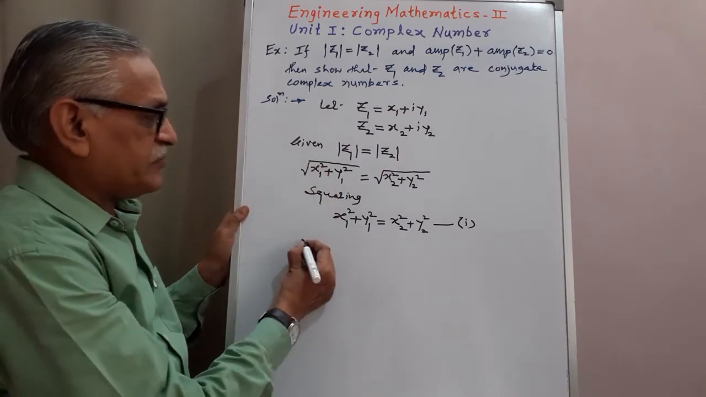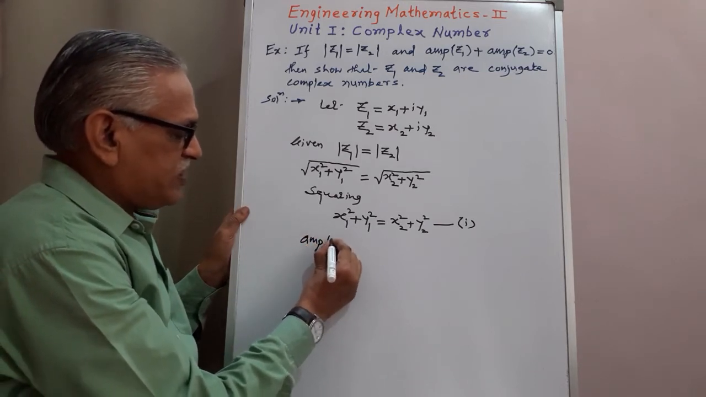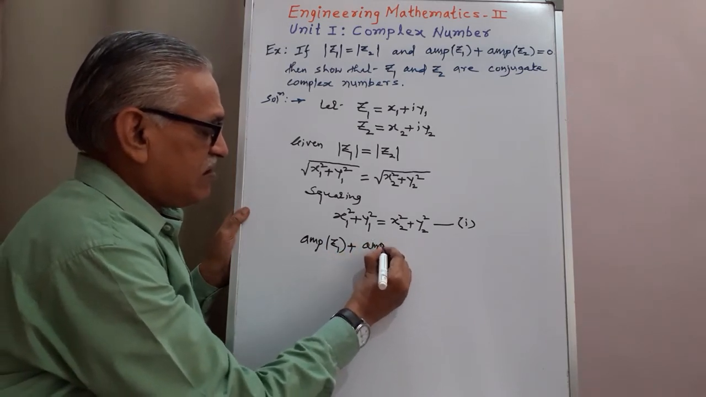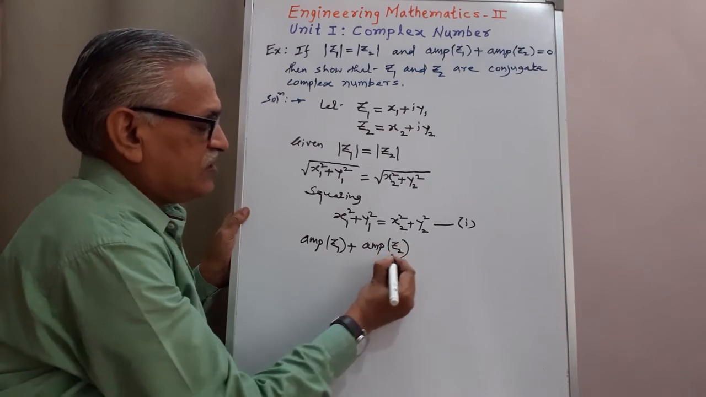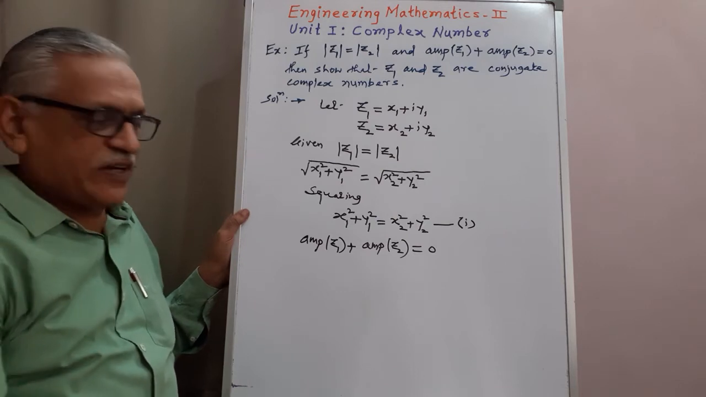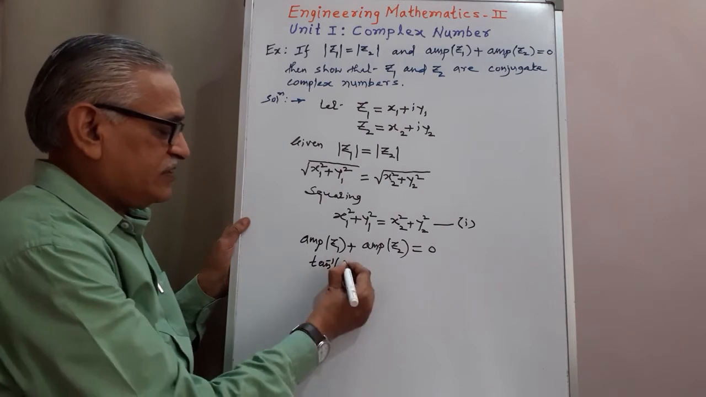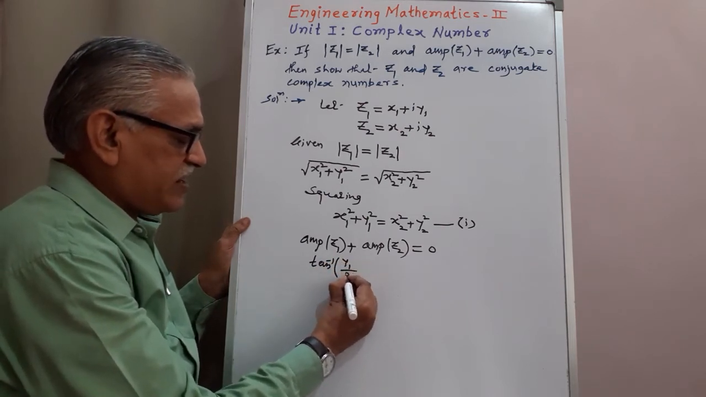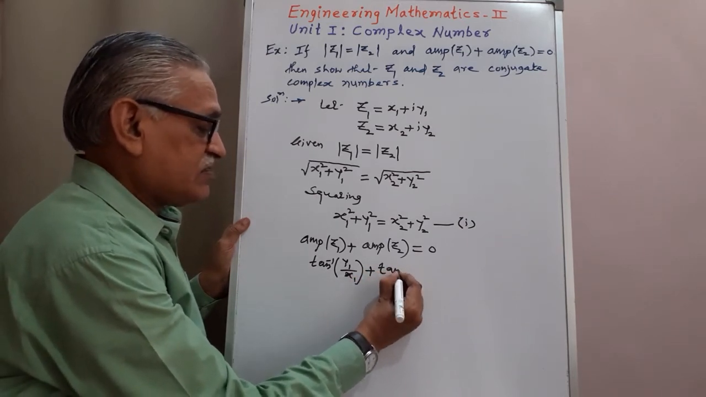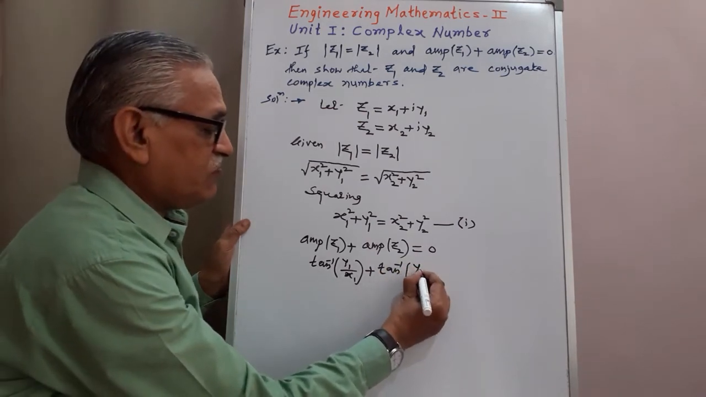Second information, amplitude of Z1 plus amplitude of Z2 is equal to 0. Amplitude, as per definition, is given by tan inverse of y by x. Here it becomes tan inverse of y1 by x1 plus amplitude of the second number, tan inverse of y2 upon x2.